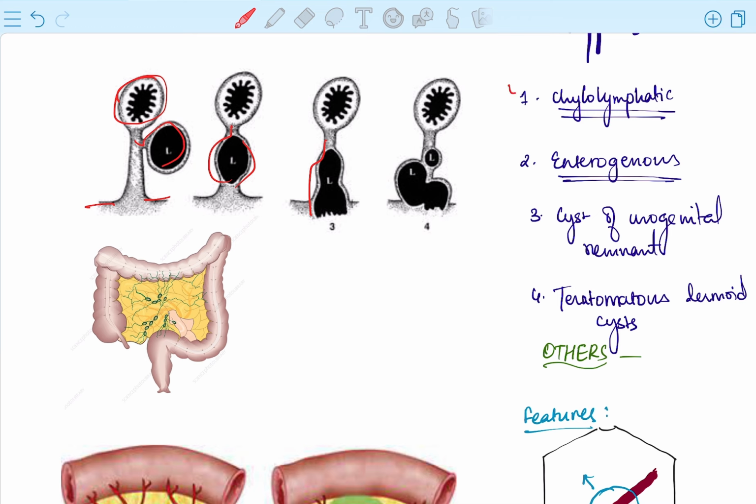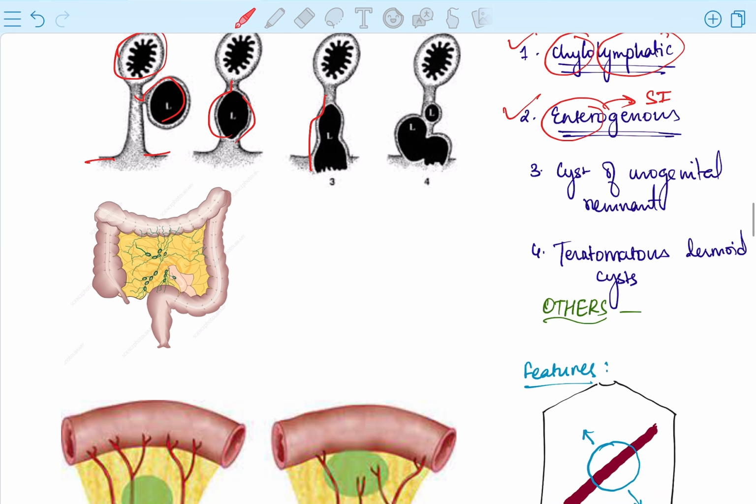It can be a chyle-lymphatic cyst, which clearly indicates that it is formed in the lymph nodes or the lymphatics. Next you have the enterogenous, which is nothing but small intestines. Next you have cyst of the urogenital remnant and the teratomatous dermoid cyst. These two you should know in detail, and they are most commonly seen.